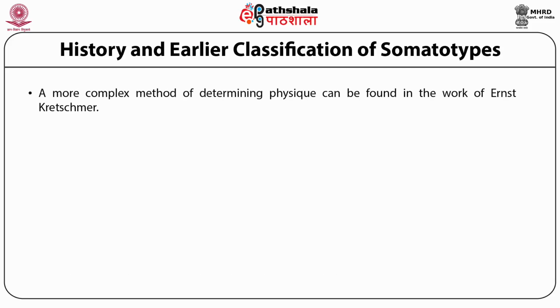A more complex method of determining physique can be found in the work of Ernst Kretschmer. By the year 1800, a host of physique studies were completed in Europe, and it was Kretschmer who completed one of the paramount studies of physique. Originally published in 1831, his study of physique and character comprised 400 patients of all ages and different occupations in a hospital. This study was conducted in an effort to link physique and character.